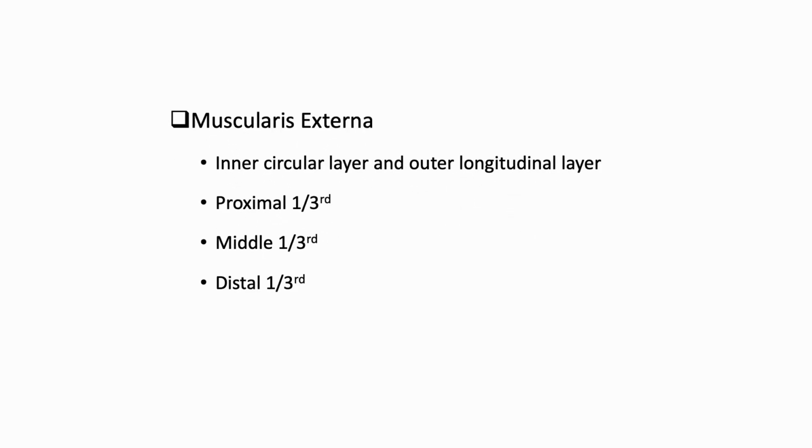The muscularis externa consists of two muscle layers, an inner circular layer and an outer longitudinal layer. The upper one-third, or proximal one-third, of the muscularis externa consists of striated muscle, a continuation of the muscle of the pharynx. Striated muscle and smooth muscle bundles are mixed and interwoven in the muscularis externa of the middle third of the esophagus. The muscularis externa of the distal one-third consists only of smooth muscle, as in the rest of the digestive tract.